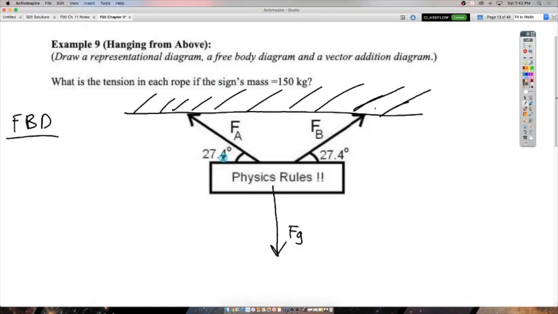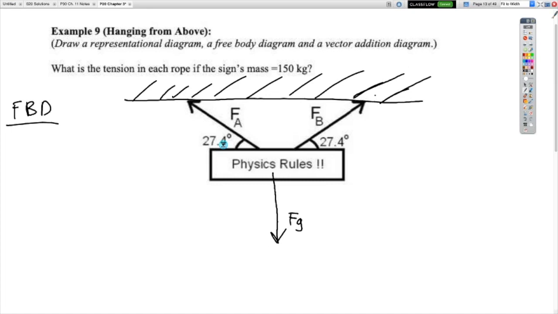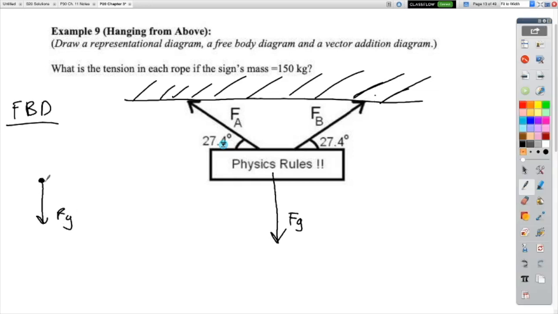Now let's move on to our free body diagram here, okay, which again is just a way of simplifying it all down. So we have our sign represented by that point there. We have the force of gravity down. Okay, and then we have the force in rope B up at that angle there. Right, and we have the force in rope A off at actually the same angle, just in the other direction.